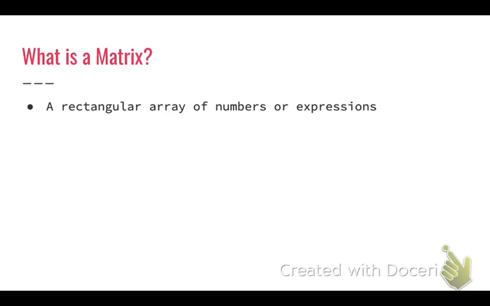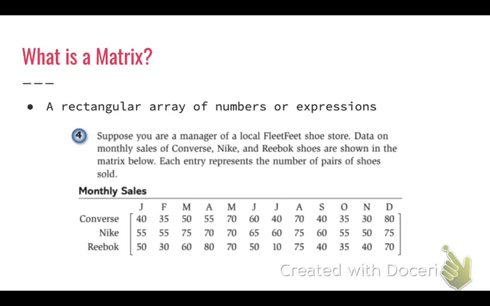An example of a matrix would be this, where we have months that are represented on the column. So those are all of the letters there, January through December. On the left side, you'll see those rows are labeled by brand of shoes. So this would be an example of a matrix that a manager of a local shoe store might use. This is the monthly sales for each of those different brands.